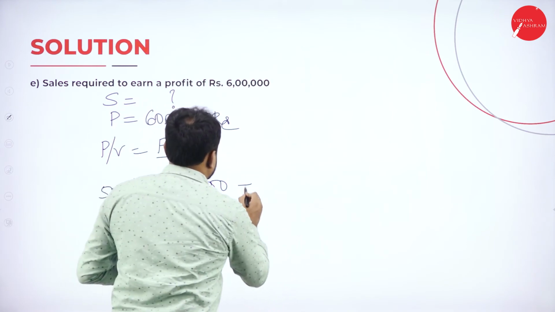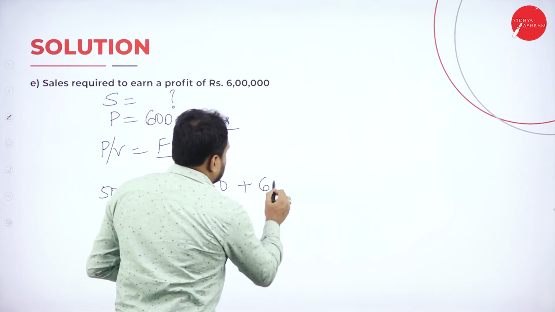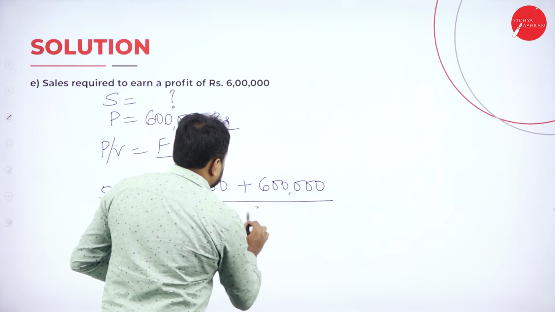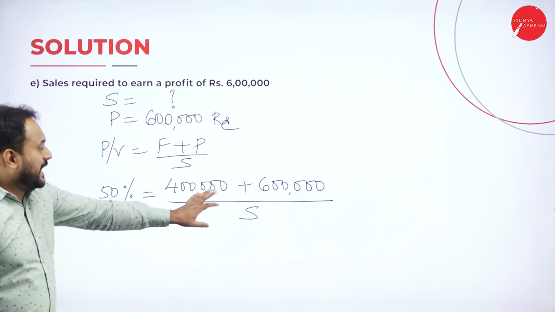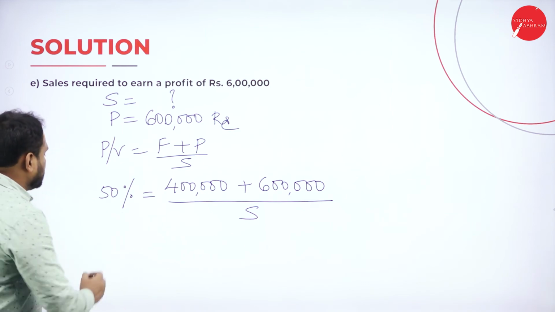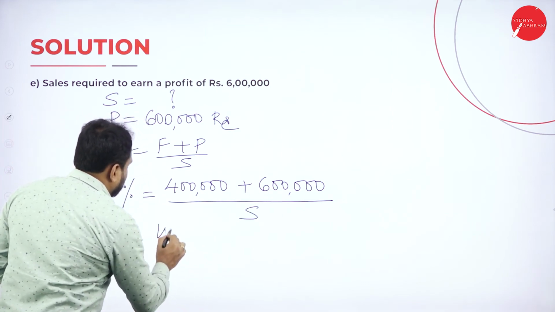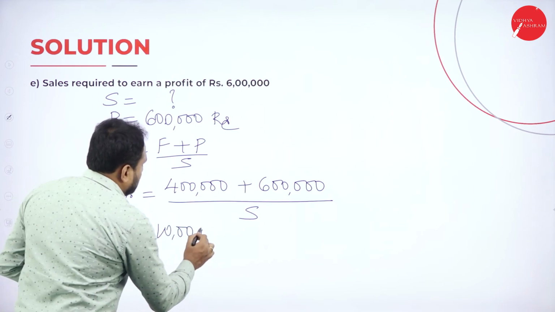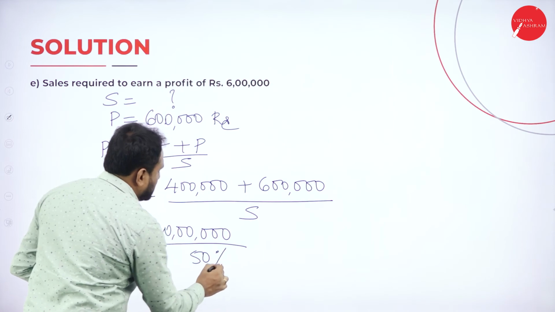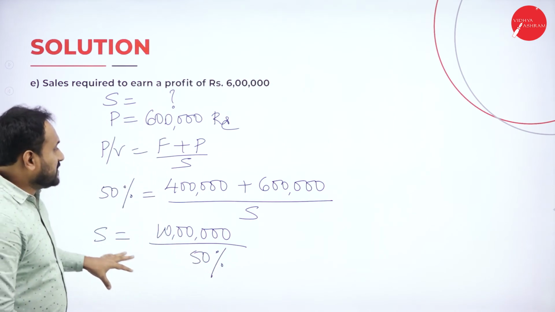Now we have plus profit. They have given 6 lakh rupees. Done. Now we need to find sales. Sales, I'll put it here. Now again cross multiply. Sales will go here, PV will come down. So sales is equal to 4 lakh plus 6 lakh, which is 10 lakh, divided by 50%. Now sales is equal to how much?